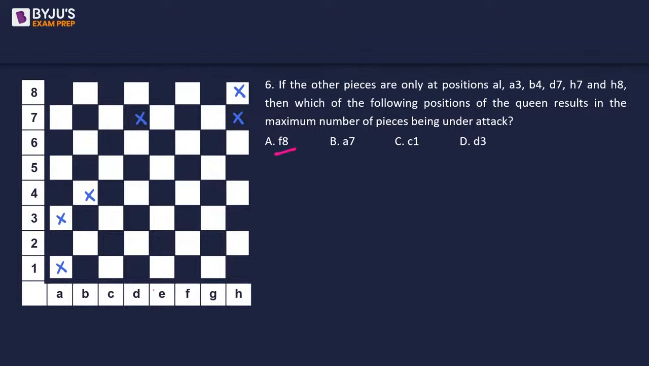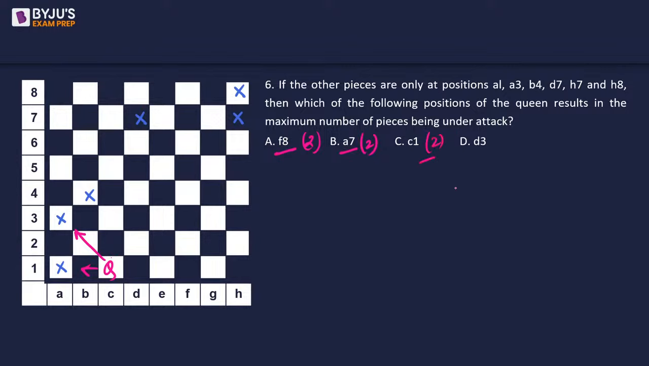So let's look at f8. If you go to f8 and place the queen here, the queen will be able to attack one of them and then one more. So the queen will be able to attack only 2 pieces, right? Let's check now a7. If the queen is at a7, this is where the queen is. The queen will be able to attack 1 and then 2, only 2 of them again. If we place the queen at c1, the queen will be able to attack 1, 2, and that's it, so only 2 of them.